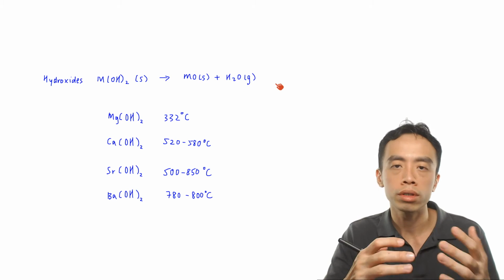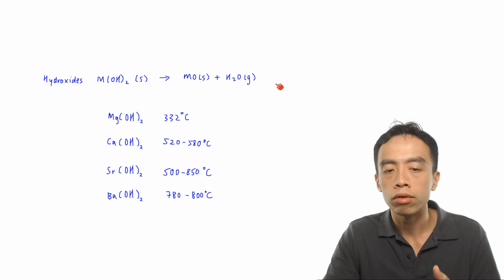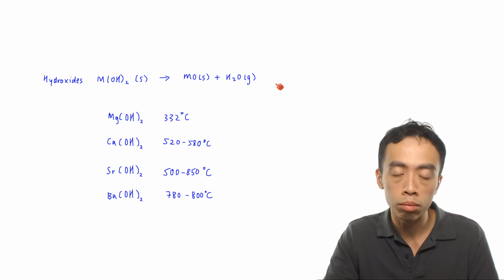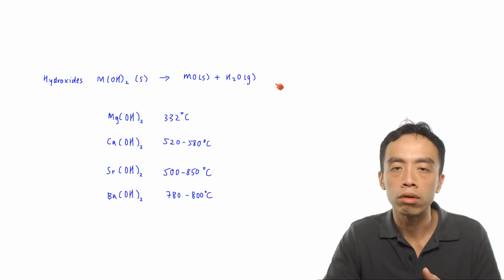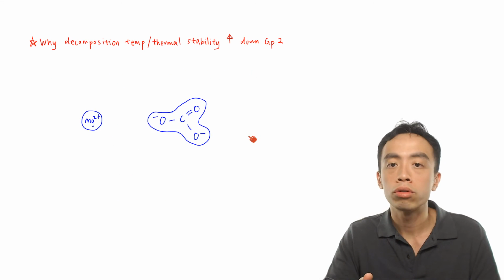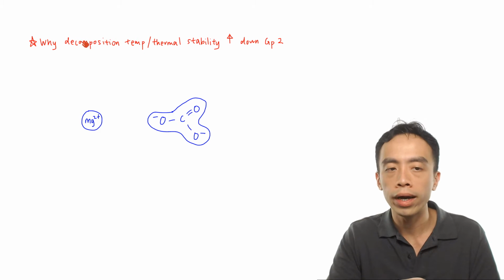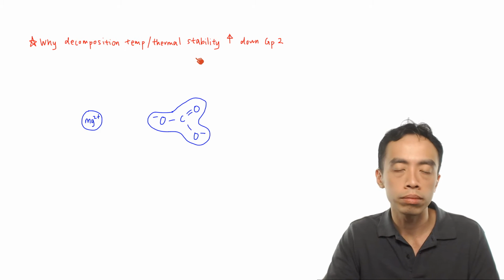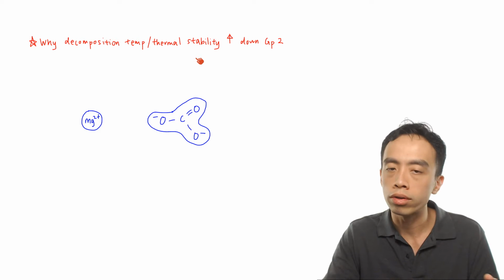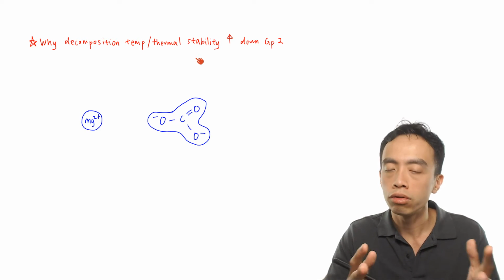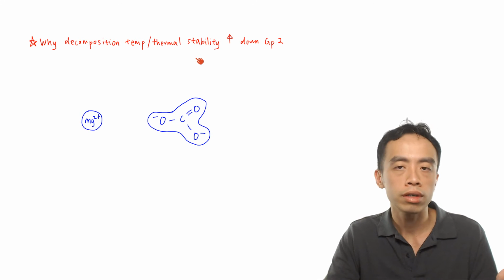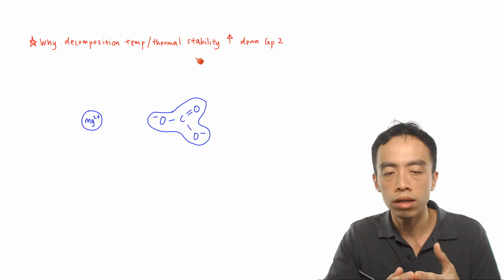So of course, the question now is, what is the reason for this increasing thermal decomposition temperature, and what is the reason for this increasing thermal stability for the group 2 metal salts? Alright, so this is what we want to answer. Why the decomposition temperature or the thermal stability will increase down group 2. Let's use carbonate as an example, because the decomposition to form oxide and carbon dioxide is easier for us to visualize, but essentially it is the same for nitrates, hydroxides, and all the other salts that can be decomposed.